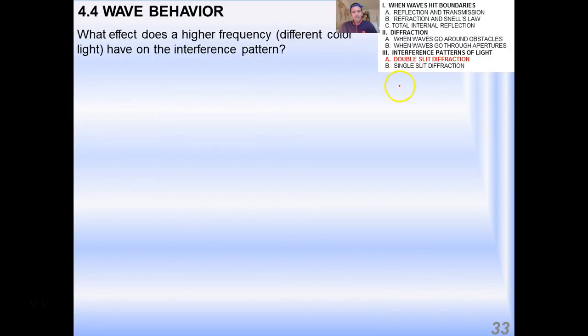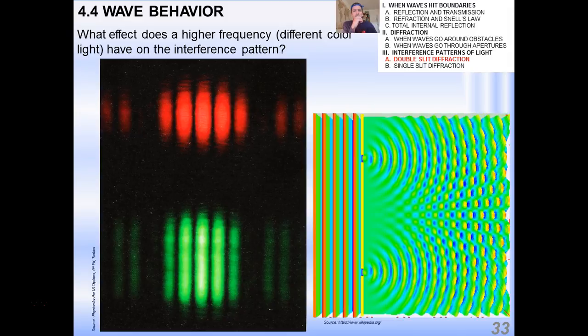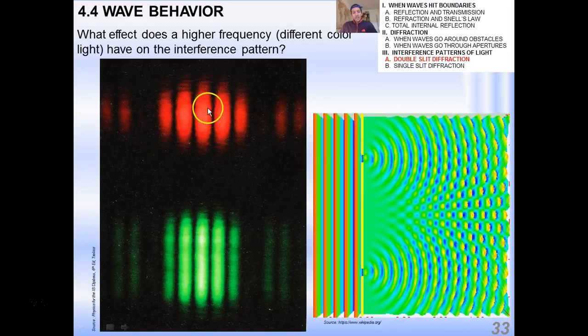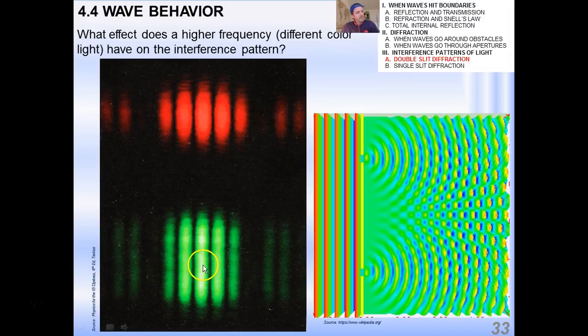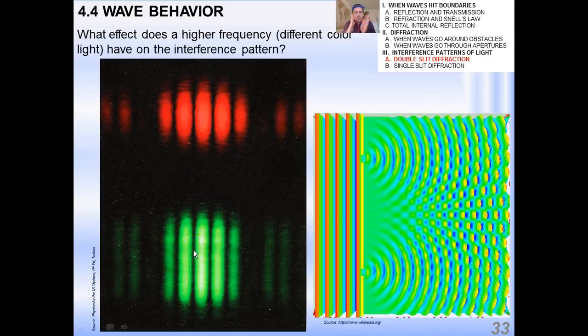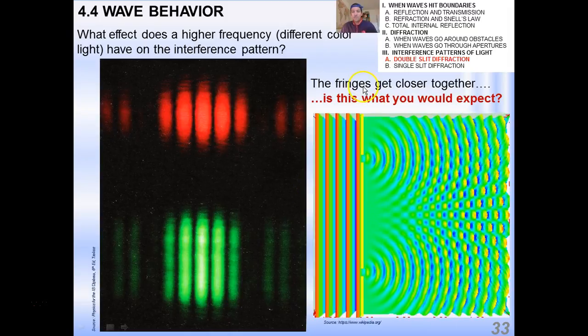Very interesting, okay? Now, let me ask you this. What effect does a higher frequency or a different color light have on the interference pattern? Think about that, okay? Let's see. So here's your red, which has a lower frequency. Here's your green, which has a relatively higher frequency. What do you notice that's different about these two? Well, look, the green is kind of squashed closer together, which means that S is smaller. Well, why is this? Is this what you would expect?